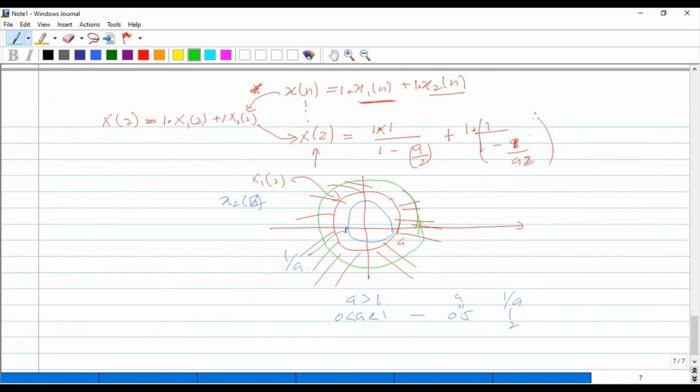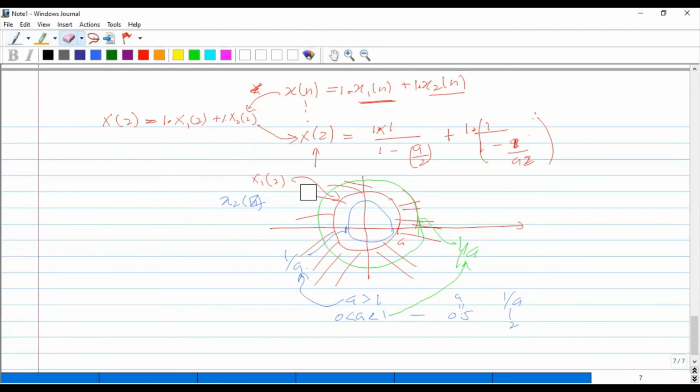So this is the 1 by a again. Here a is between 0 and 1. For the other case, 1 by a is inside the a circle, that means a is greater than 1. Did you get it?